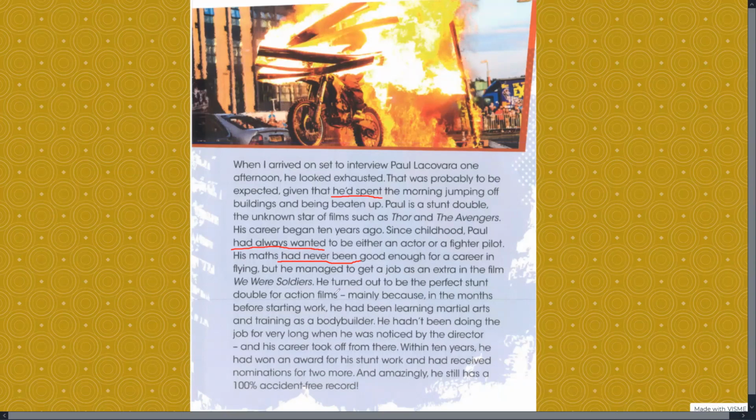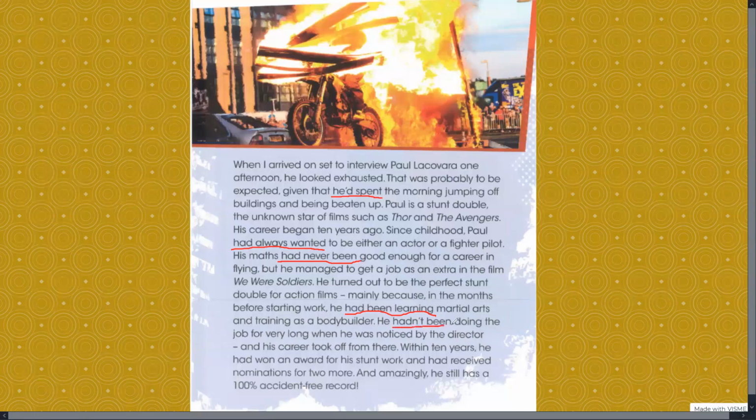He turned out to be the perfect stunt double for action films, mainly because in the months before starting work, he had been learning. There we go. That's our first. There goes my line, it's not very straight. There goes our first past perfect continuous, had been learning. As you can see, it's very similar to present perfect continuous because you have the participle of the verb to be, been, had been. Been is the participle. We have the ing ending, learning, but instead of have over here, we have the past version, had. So he had been learning instead of have been learning, which would be in the present perfect continuous. Training as a bodybuilder, he hadn't been doing.